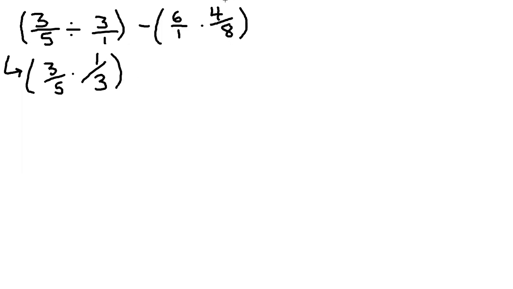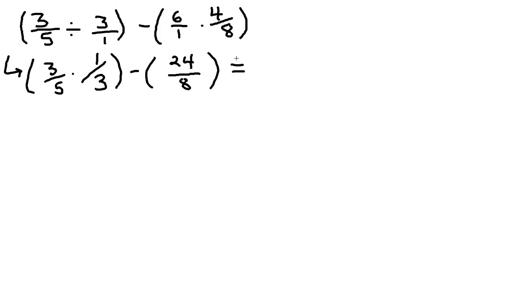And on the other side, we can just multiply that through. That's super simple, super straightforward. We have 6 times 4, which is 24, and then we have 1 times 8, the denominator, which is just 8. So that gives us one step closer to where we need to be.